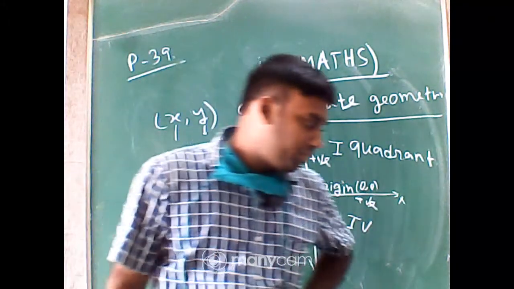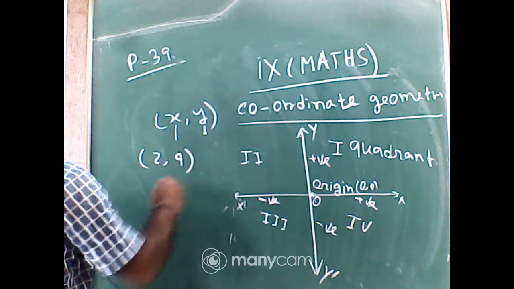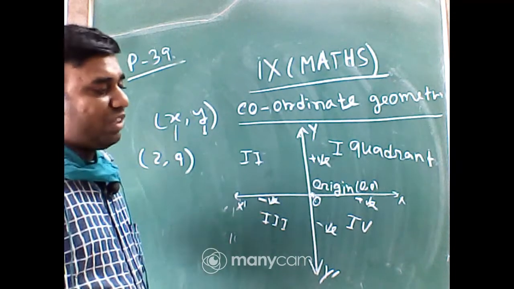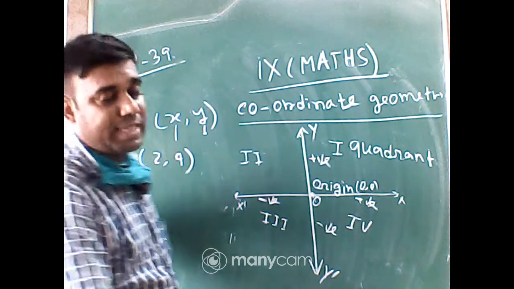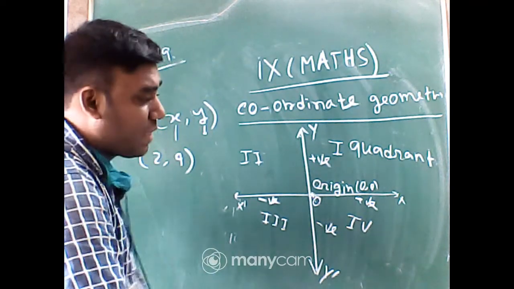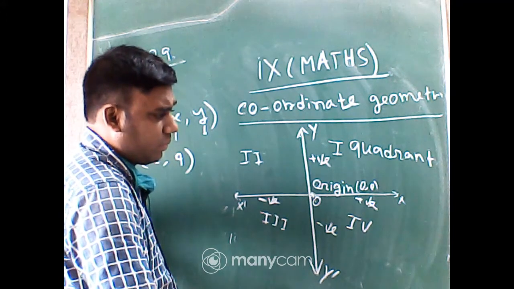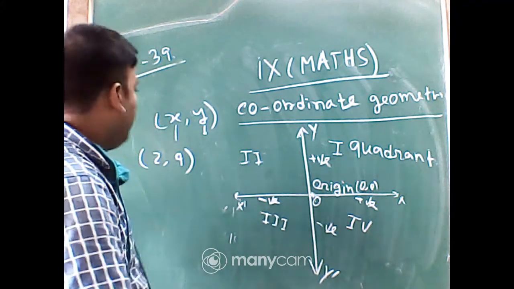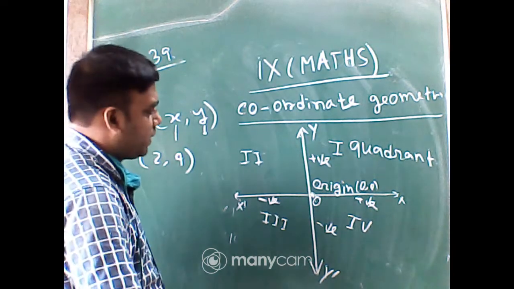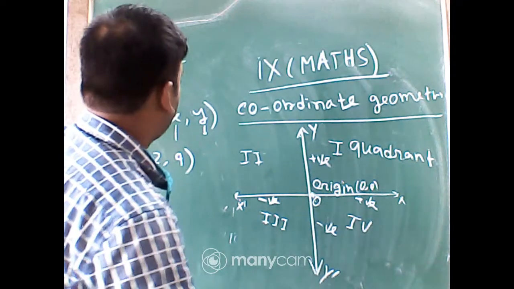Got it, everyone? Now tell me, (2, 4) is a point. What is the abscissa? Tell me quickly, between 2 and 4, which one is the abscissa? Yes, 2 is the abscissa, and 4 is the ordinate. So I hope the concept of abscissa and ordinate is clear.